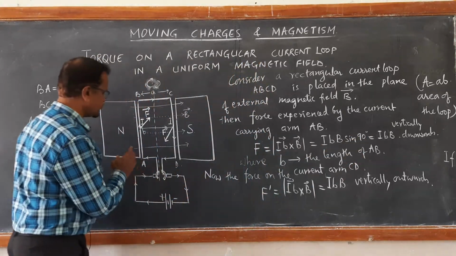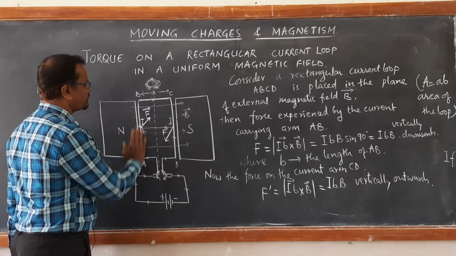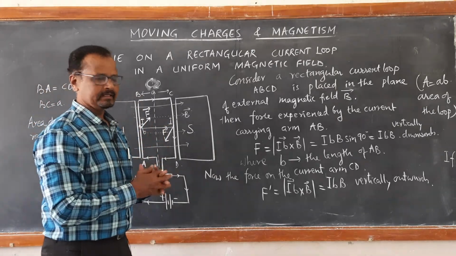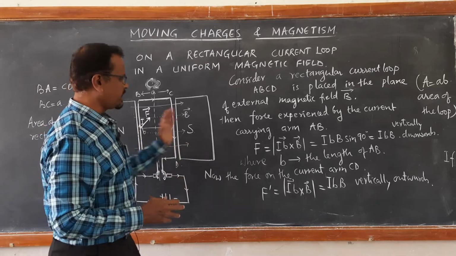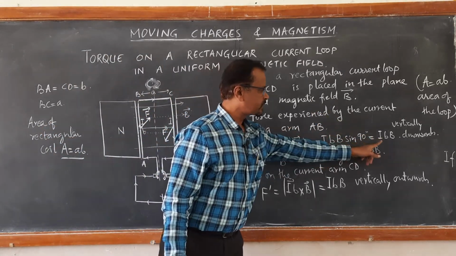Why is it 90? You can look at this. The angle between the magnetic field and the current is 90 degrees. So, sin 90 becomes 1. So, the force is I b B.